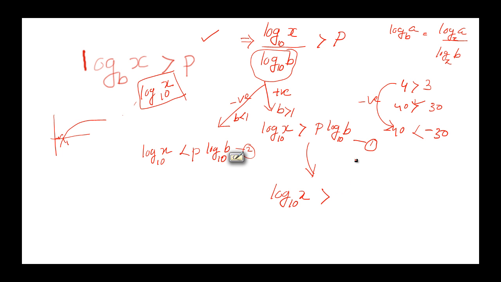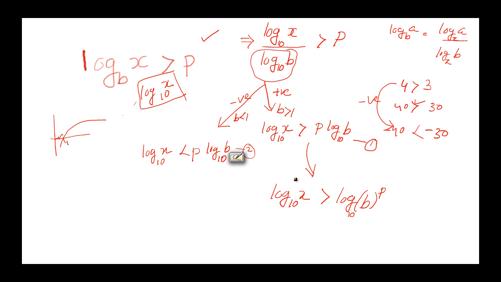Now when you add logarithms, it's nothing but the numbers get multiplied. So this can be written as log of b raised to p. Now the base remains as 10. Logarithm of b raised to p is p log b. Now you see here you have the log x greater than log y form. When log x is greater than log y, x is always greater than y.